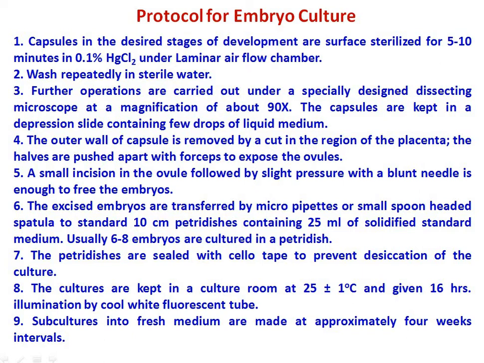The excised embryos are then transferred by micropipette or small spoon-headed spatula to standard 10 centimeter petri dishes containing 25 ml of solidified standard culture medium. Usually 6 to 8 embryos are cultured in a petri dish. The petri dishes are then sealed with cellotape to prevent desiccation of the culture. The cultures are then incubated at 25 degrees centigrade and 16-hour light is given. Subculture into fresh medium is made at approximately 4 week intervals.